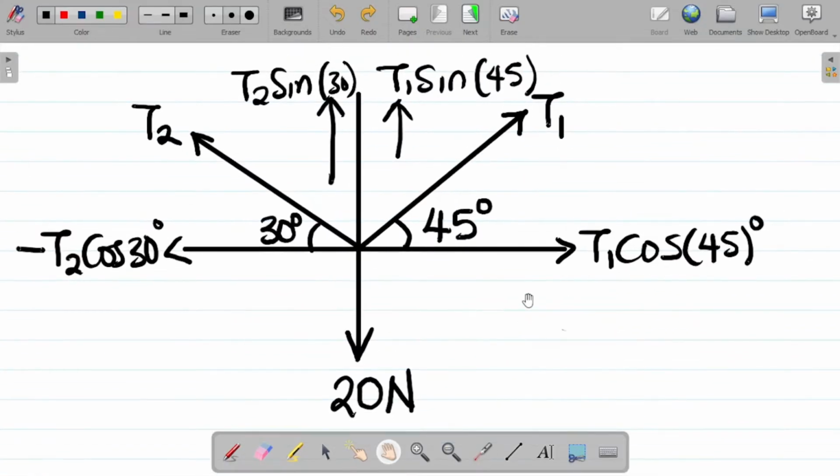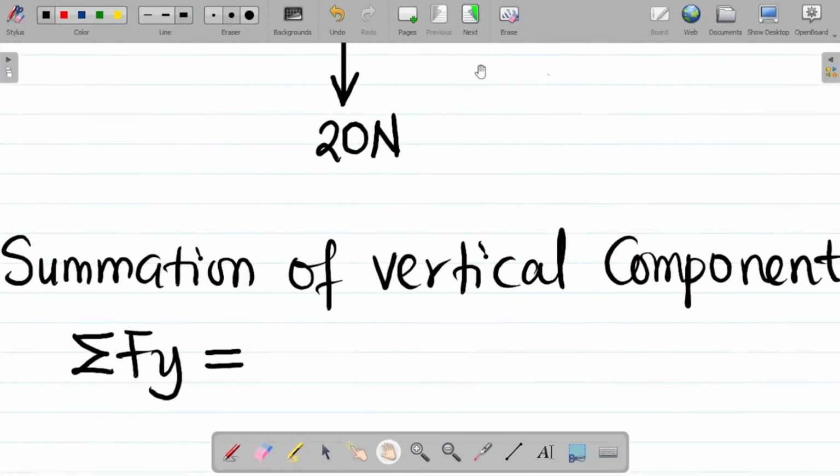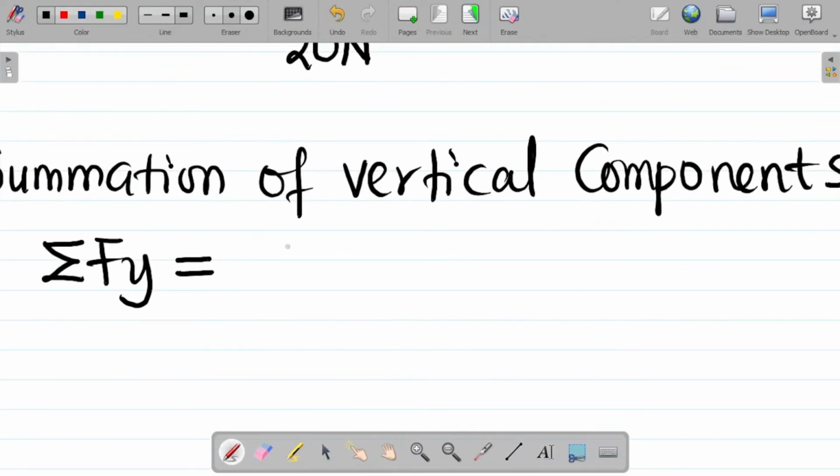Now, the next thing you have to notice is that if the force is going upwards, it is considered positive, because if I have my Cartesian coordinates here, upwards is positive y, downwards is negative y. So forces going upwards are taken as positive. If that's true, going upward, first I have T1 sine 45 going upwards.